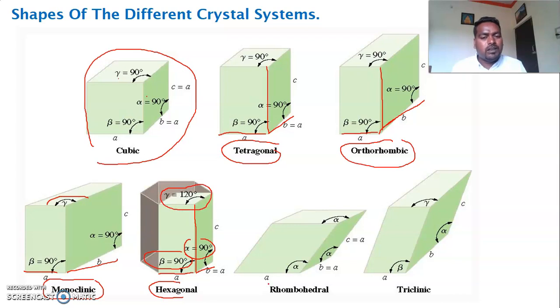So hexagonal. Rhomboidal, you look at the rhomboidal geometry. Here in case of rhomboidal, a is equal to b, and b is equal to c also. But what about the angle alpha? What about the angle? So the angle is different. And in case of triclinic, a is not equal to b, not equal to c, and all the angles are completely different. So these are the 7 basic crystal systems.